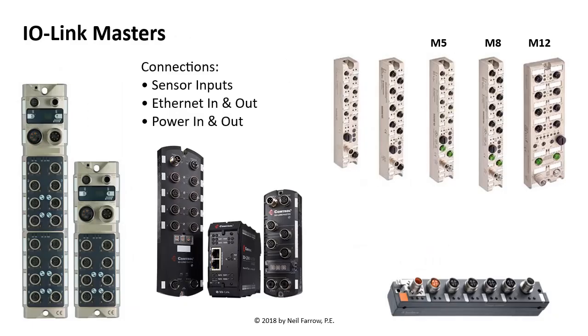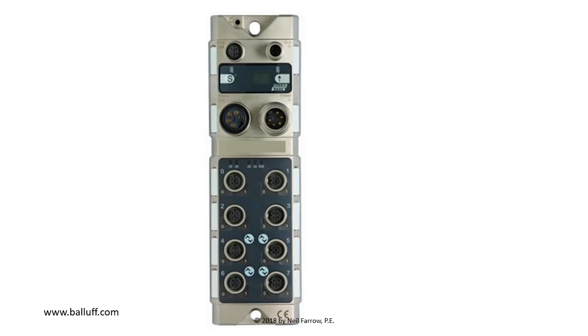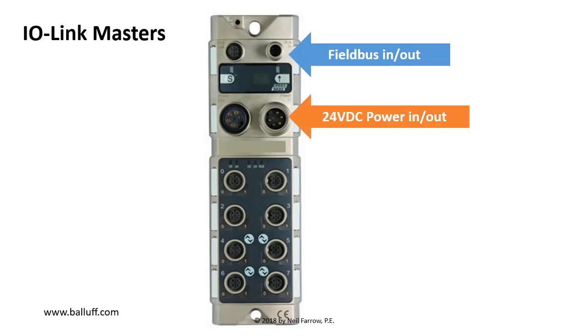There's a wide variety of IO-Link masters. You can get them with M12, M8, or even M5 connectors. Some can handle outputs, some can't. A few can handle NPN. Here's a typical IO-Link master. On top, you've got your field bus coming in and out, cascading onto your next master. The 24-volt power also comes in and out.